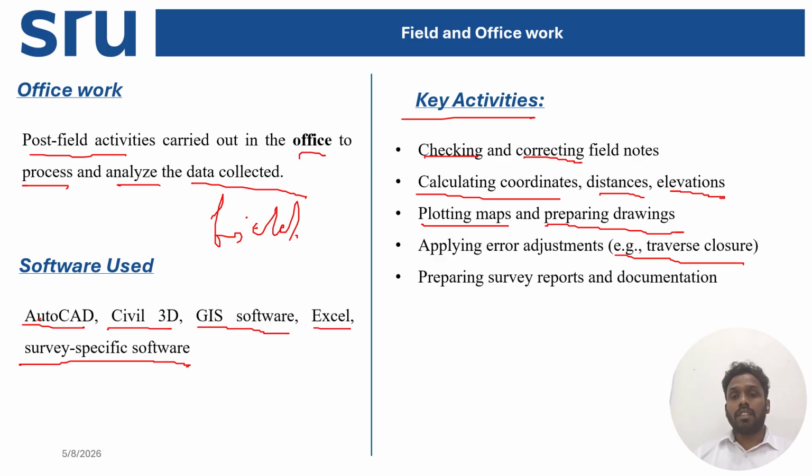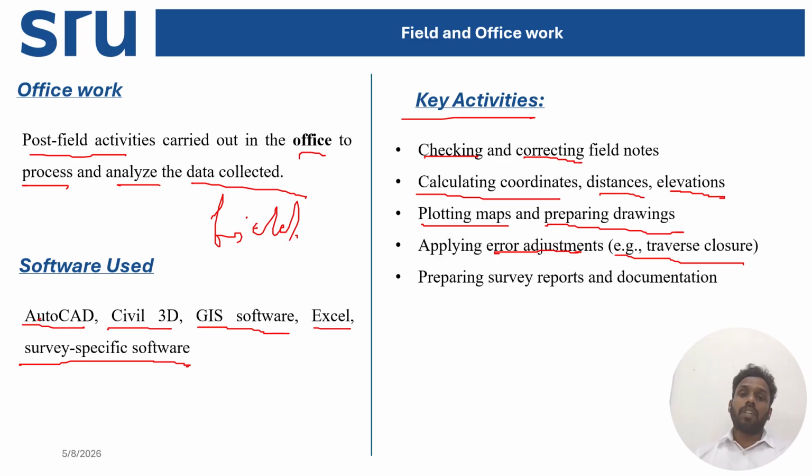So that error calculation and adjustment should be done in the office because we don't know whether it is error data or actual data in the field. So once we are doing these corrections and calculations, then we'll come to know what the error is and how we are going to adjust this error. So that is applying error adjustment.